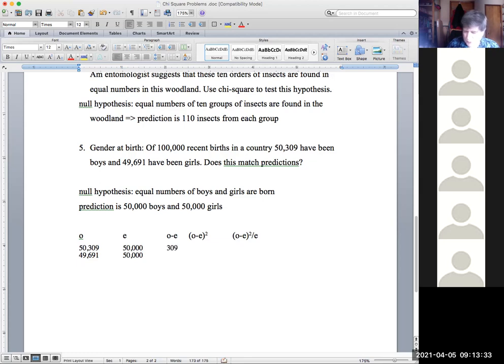Notice since we only have two categories, there are 309 more boys that are born than you would expect. There are 309 less girls born than you would expect. Since there's only two categories, whatever we have extra in one category has to be a deficit in the other category.